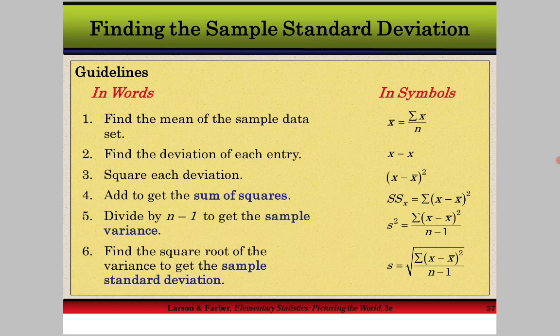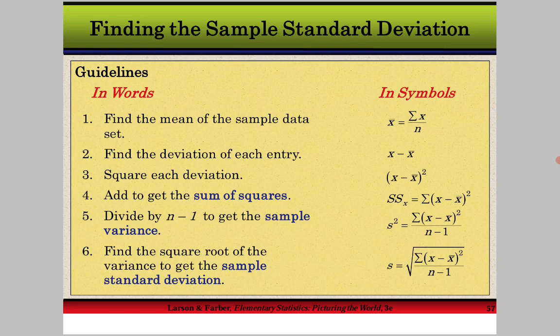So s square is equal to sigma (x minus x bar) whole square by n minus 1, where n is the number of items. Next, in the sixth step, find the square root of the variance to get the sample standard deviation. So what is the sample standard deviation?